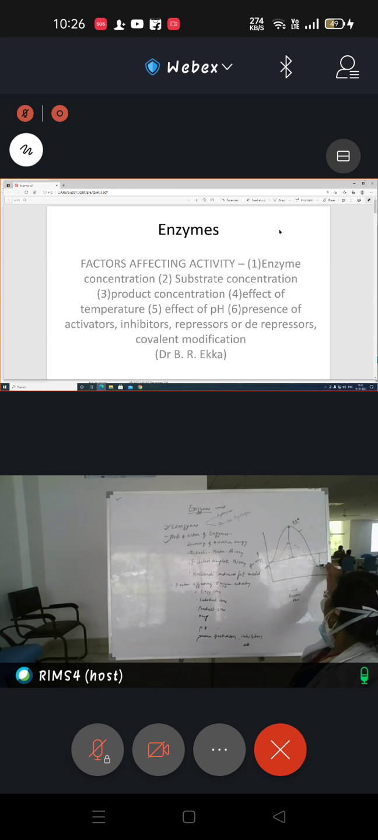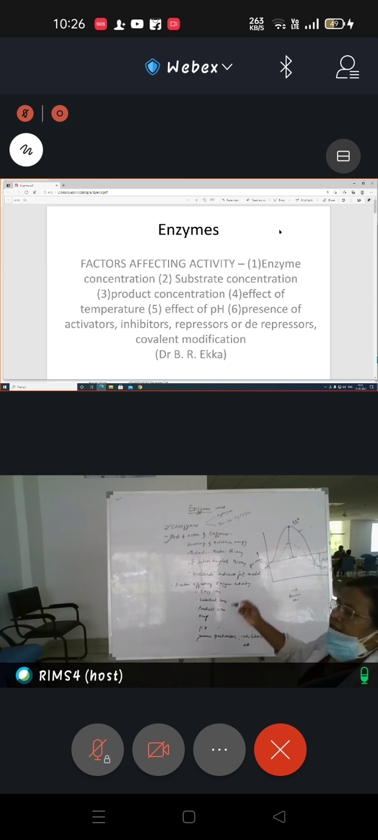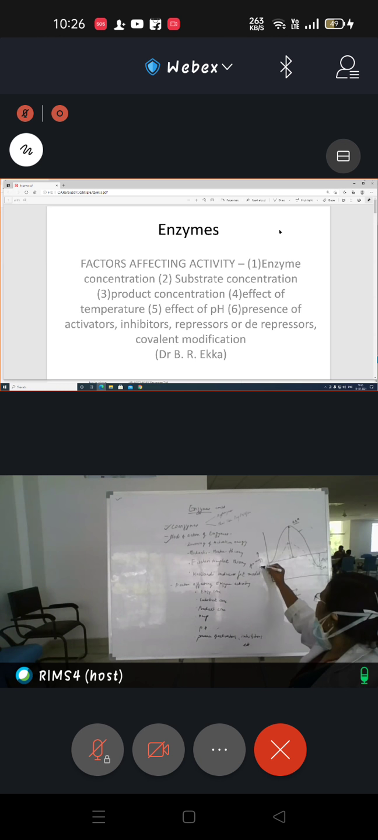And the change in energy: suppose the free energy is G0. This is the delta G0, which is the change in the free energy. The change in the free energy is the same in both the enzyme catalyzed reaction and the non-enzyme catalyzed reaction. Only the activation energy is lowered.